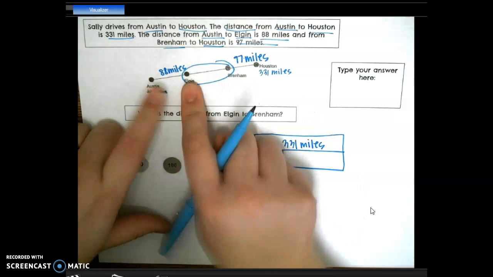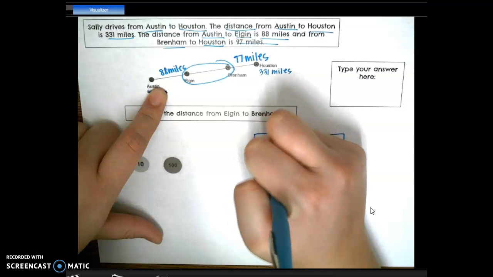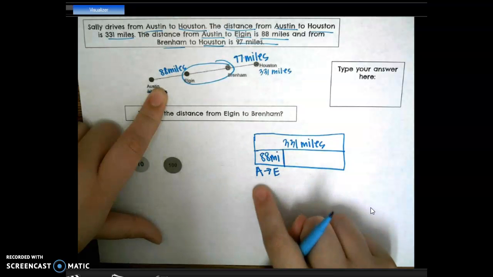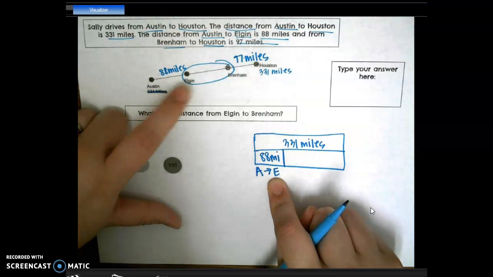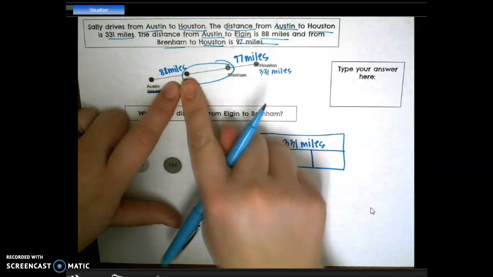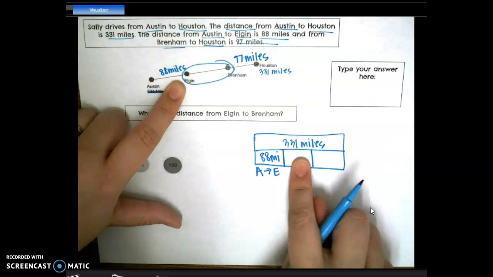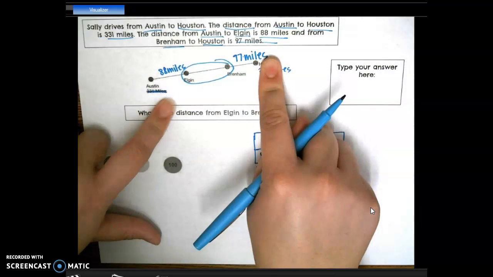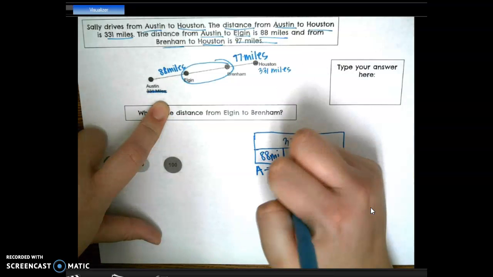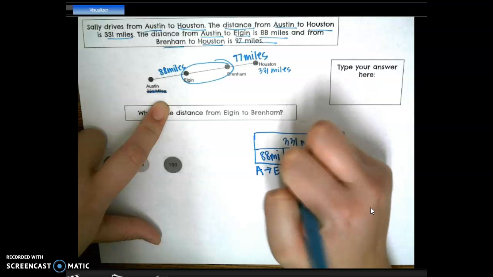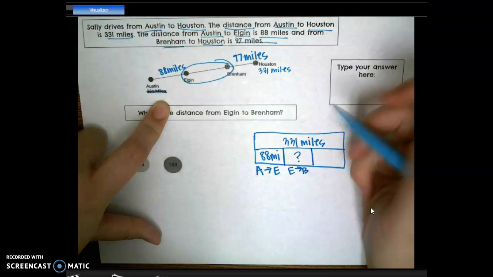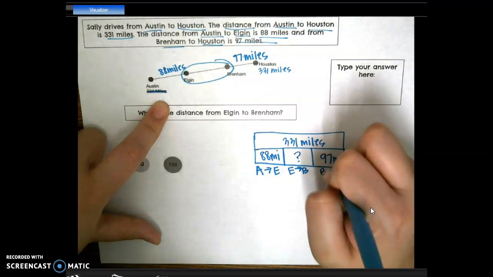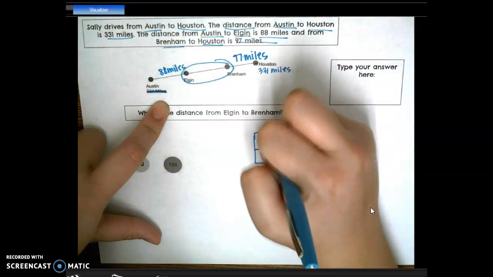So from Austin to Elgin, she drove 88 miles. Then we don't know this middle part. I'm going to leave this one blank because I want my strip diagram to represent my little map that I have here. So I'm going to leave Elgin to Brenham blank. I don't know that one. And then I have Brenham to Houston, and that's 97 miles. This is the total miles.